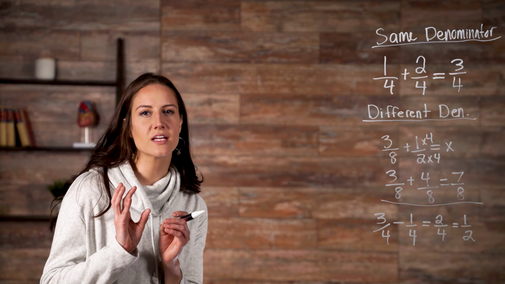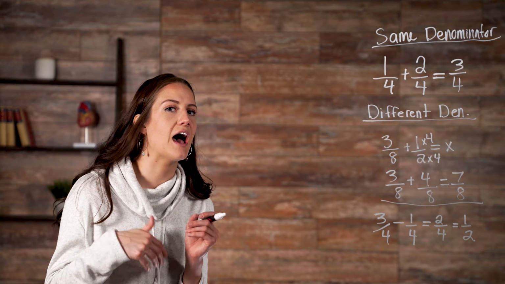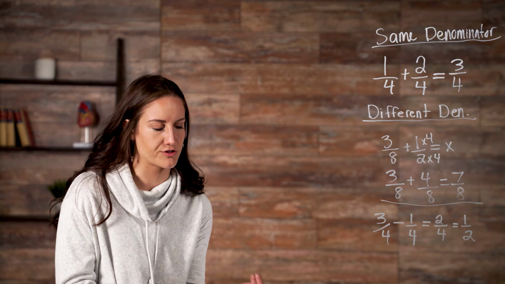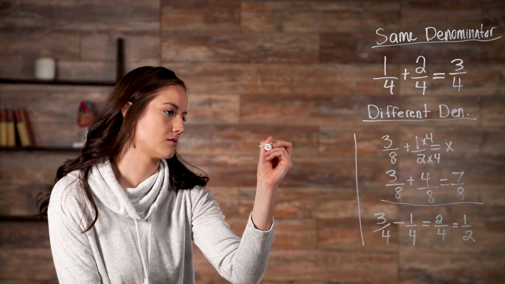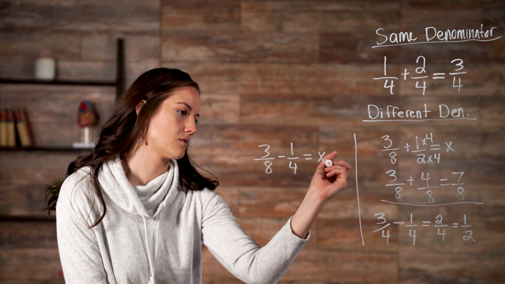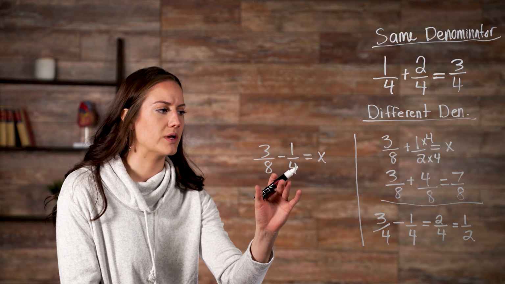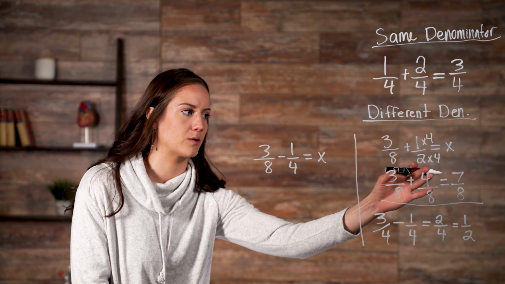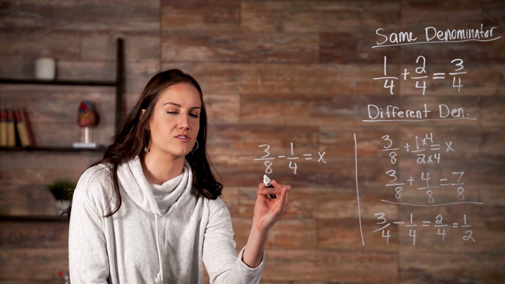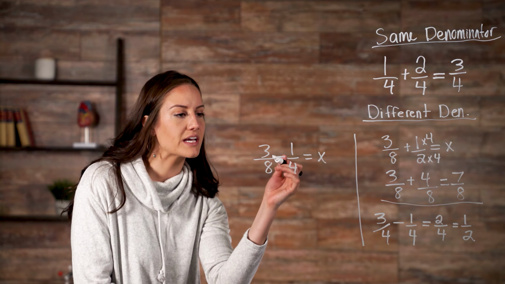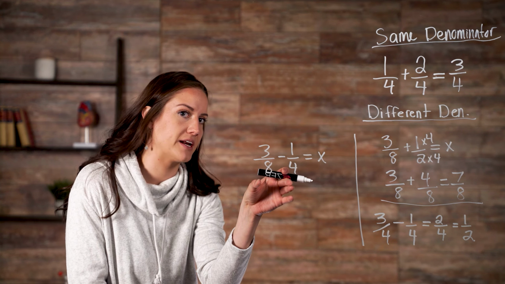But if you're subtracting with a different denominator, you have to make the denominators match. For example, in this example, 3/8 minus 1/4 is equal to x. We're kind of looking at the same issue like we did over here. We need our denominators to match. So we need to find out what we can do to make our denominators match.